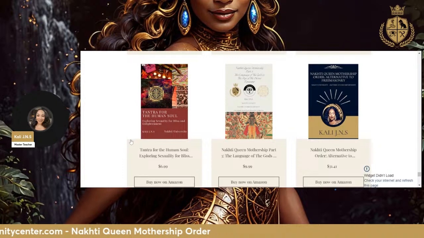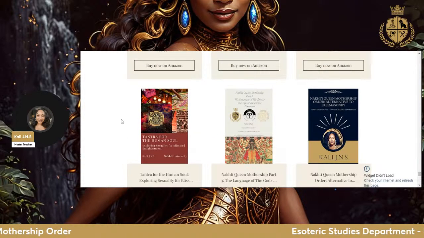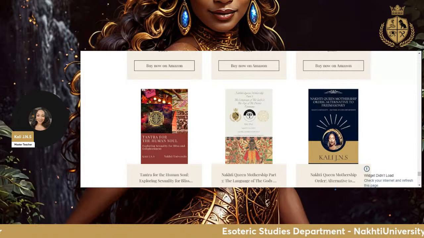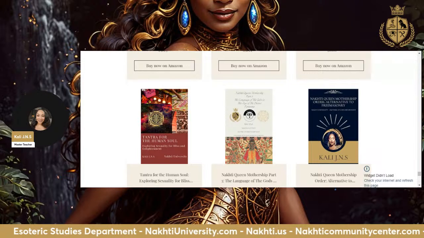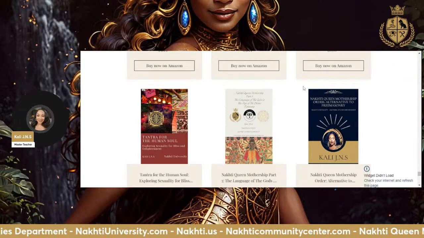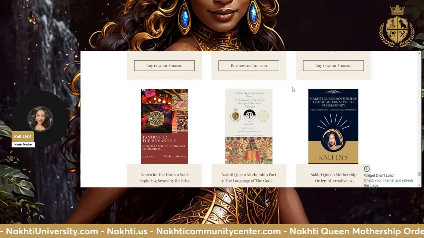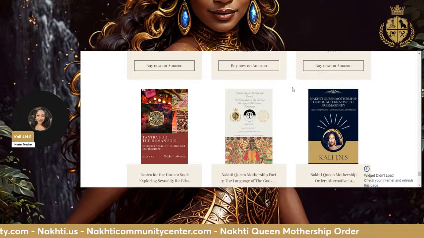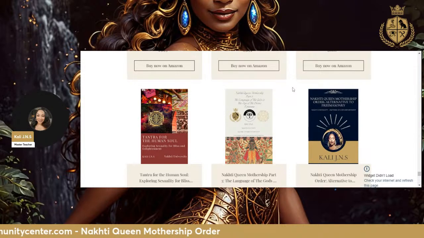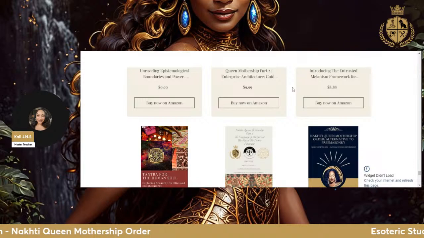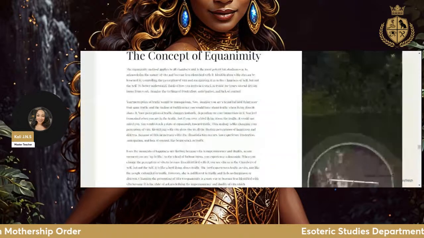We got the Tantra for the human soul, exploring sexuality for bliss and enlightenment. We got the Nakti Queen Mothership Part 3, the language of the gods and the divine feminine. And so we dead ass serious. We're helping people. Not if you can find the redacted version, if you don't have, still willing to help, because you can get the Nakti philosophy, right.